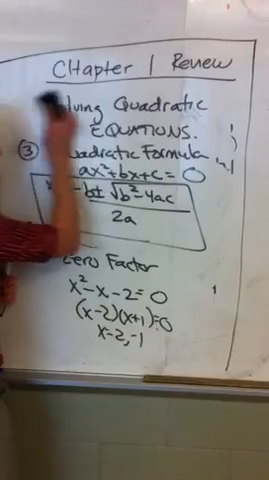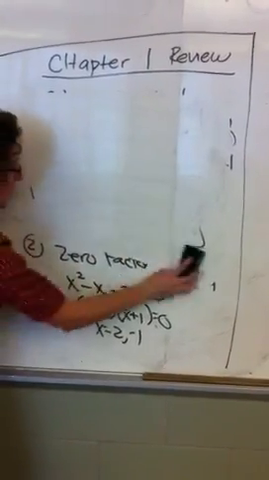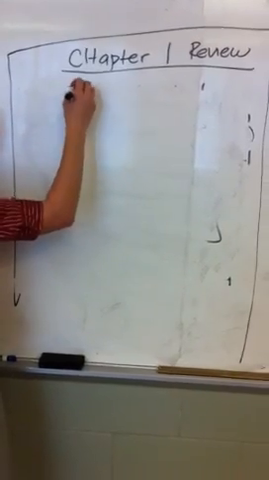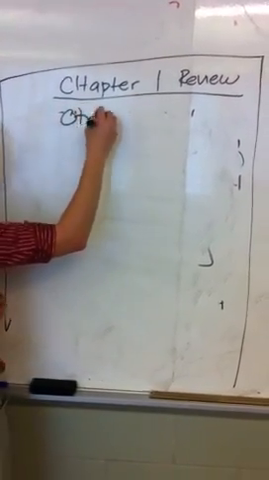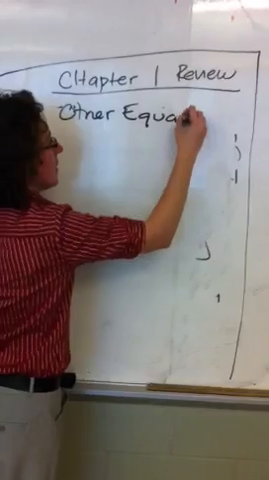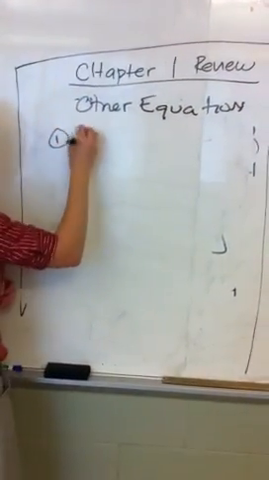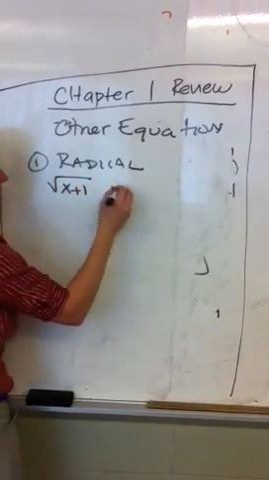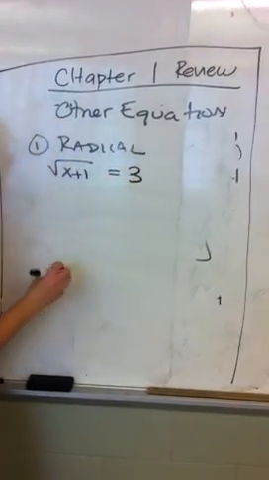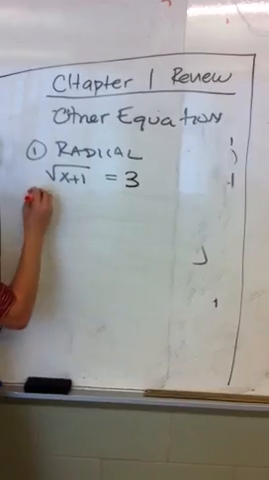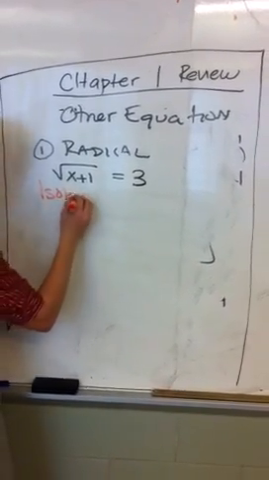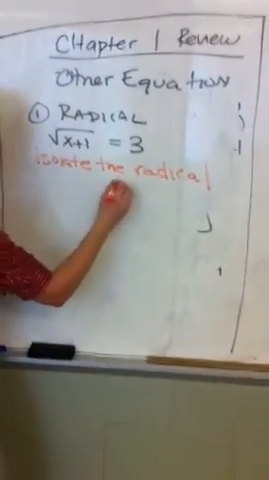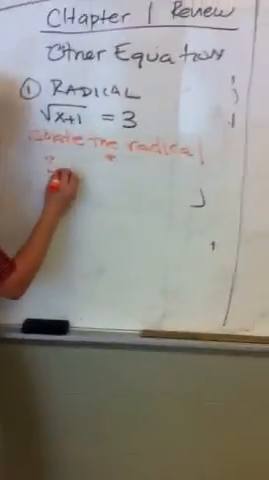Then we moved into applications of quadratics, which basically is projectiles, which you just use these problems for. And then the last 2 sections we had were solving 2 types of other equations. One was radical, where we had, say, the square root of x plus 1 equals 3. Remember that you want to isolate the radical, nice and squeaky, and square both sides.